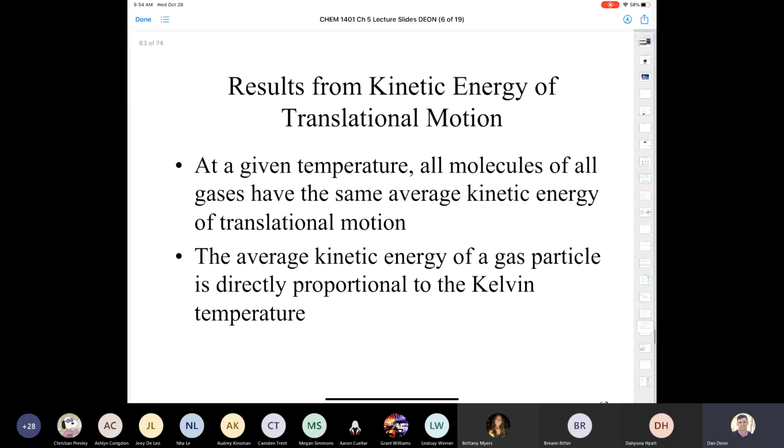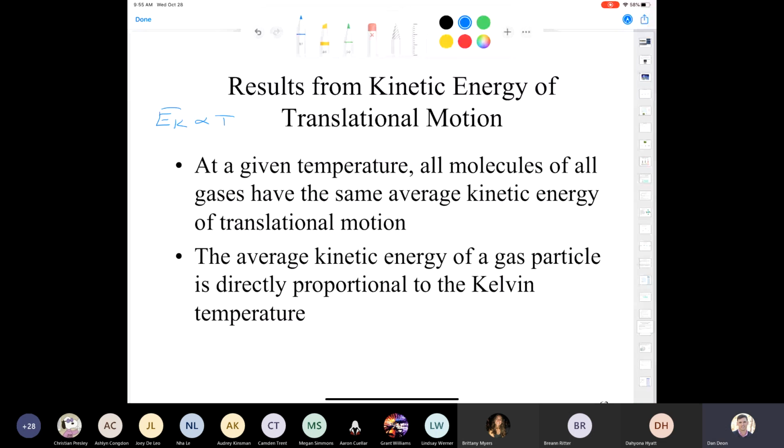At a given temperature, based off of what we just saw, average kinetic energy is directly proportional to temperature. At a given temperature, all molecules of all gases, doesn't matter the identity, I don't care if it's nitrogen, ammonia gas, whatever, they all have the same average kinetic energy of translational motion. The average kinetic energy of a gas particle is directly proportional to Kelvin temperature. Doesn't matter what the gas is. I know I've repeated that five times now, but that's important.